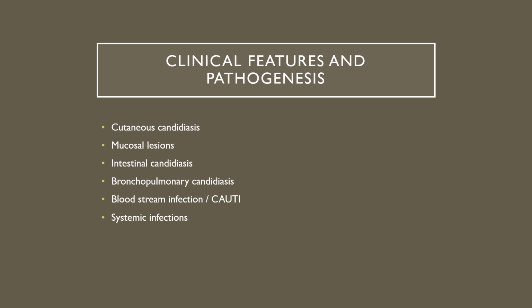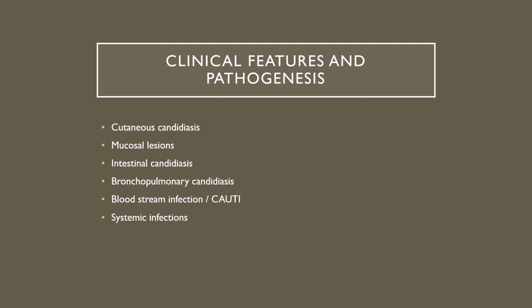So the pathogenesis is basically dependent on cutaneous candidiasis, mucosal candidiasis, intestinal candidiasis, bronchopulmonary candidiasis, and bloodstream infection or CLABSI, and systemic infection. So these are the types on the basis of which the pathogenesis is defined. Cutaneous candidiasis is occupational. Basically it occurs on nails, for example paronychia or onychomycosis, and the symptoms are that it shows erythematous, scaling or moist lesions and it is sharply demarcated.